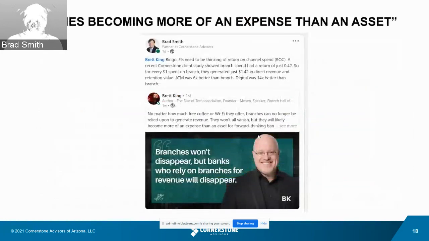But the reality is branch networks are still too expensive for far too many banks, and branches can no longer be the primary or sole source of your sales activity. Branches are continuing to become more of an expense than an asset. The data is pretty clear. So you're likely going to have to invest more in digital and call center and other channels for sales at the same time, probably pare back costs and investments in branches.